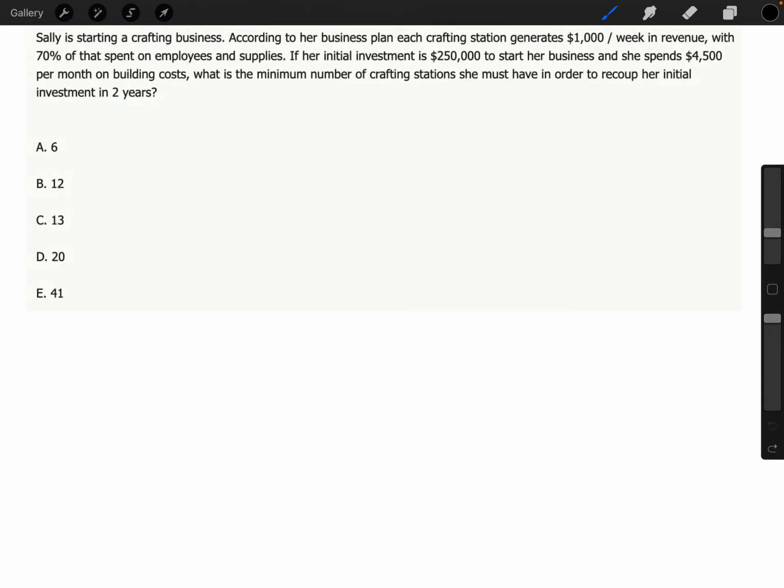Right, okay, let's jump in. There's a simple way to solve this. Let's start by figuring out the total fixed costs that Sally will incur in the first 2 years. So we're going to call that in 24 months. The total fixed costs, we're told that is 250,000, right? So FC, fixed costs, is 250,000 plus 24 months worth of her building costs.